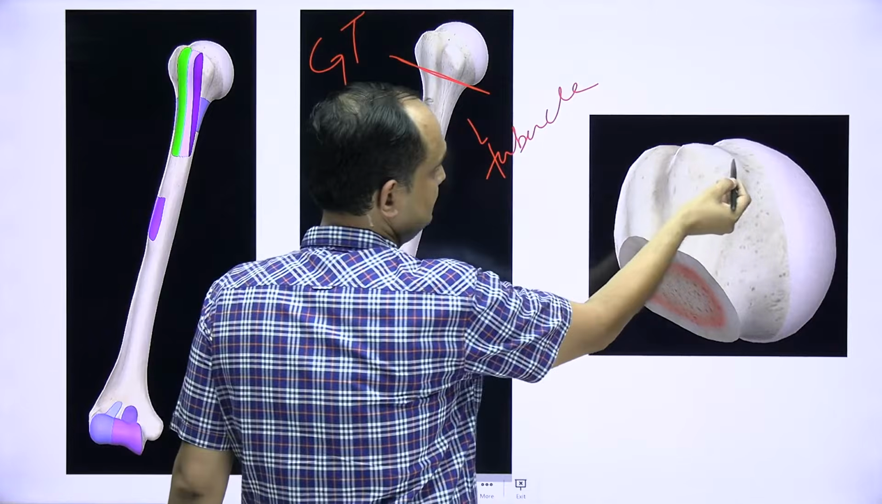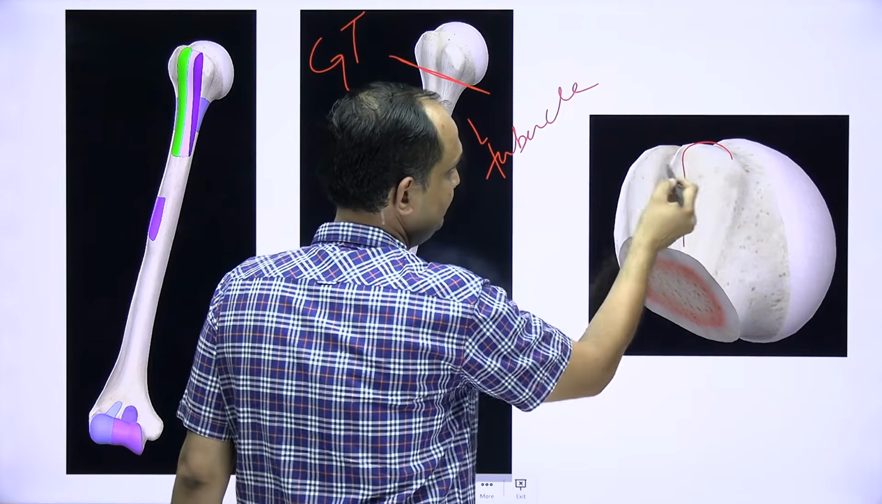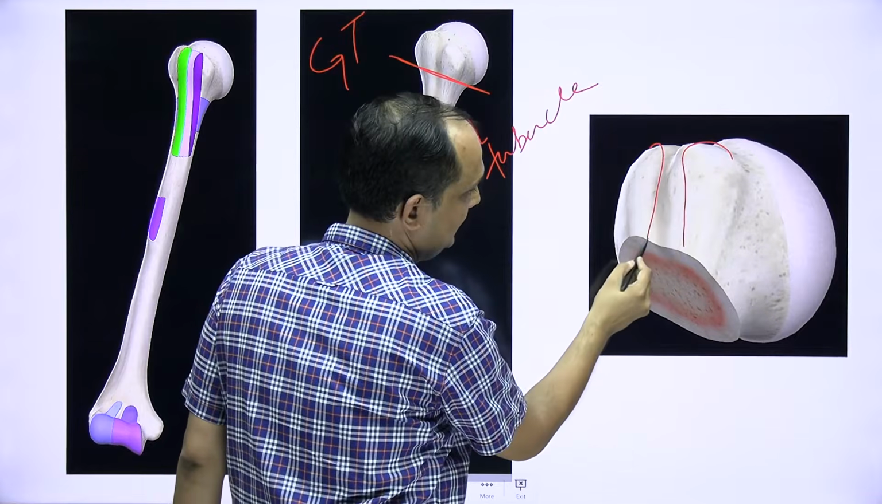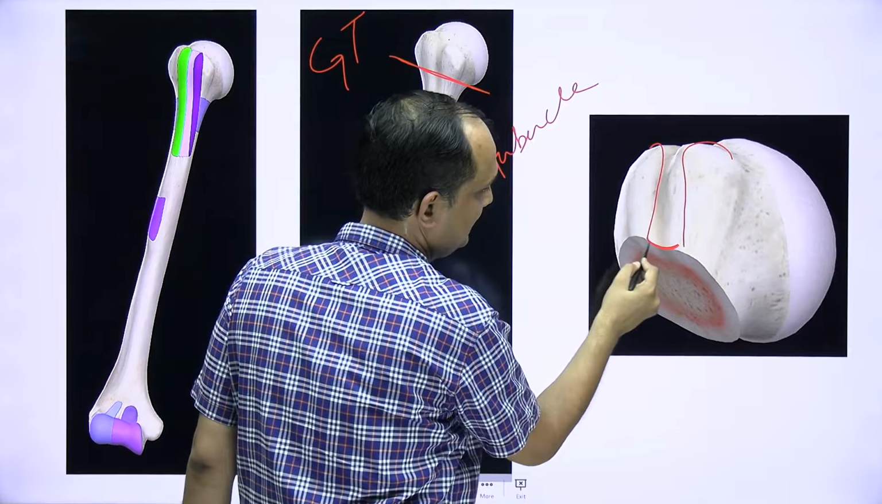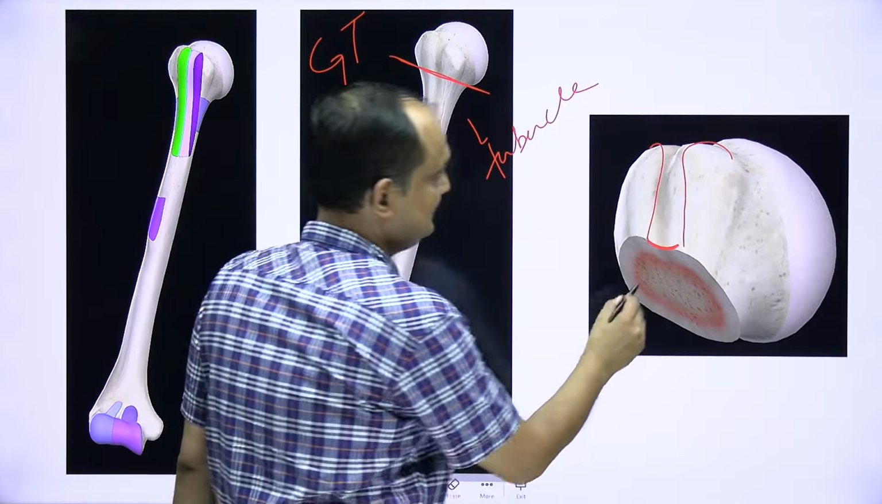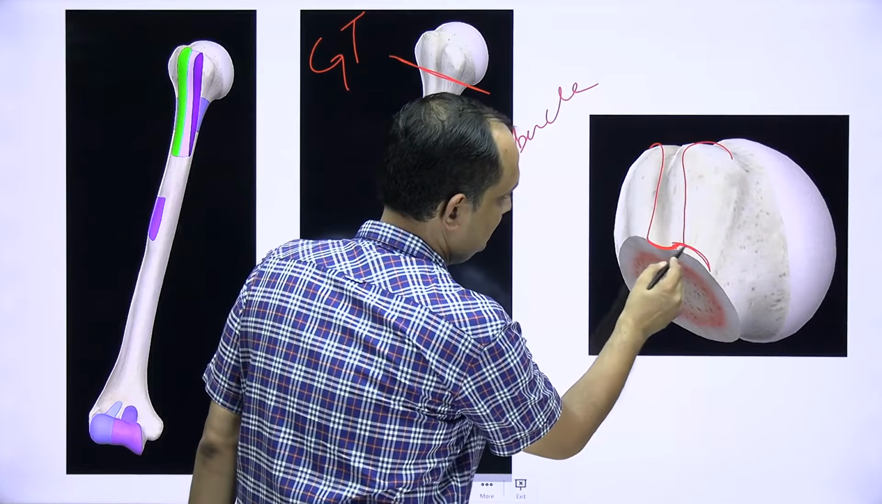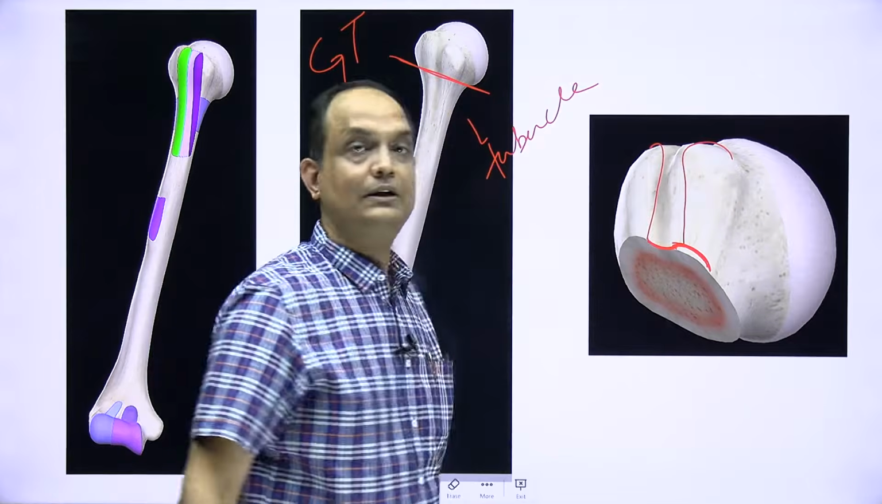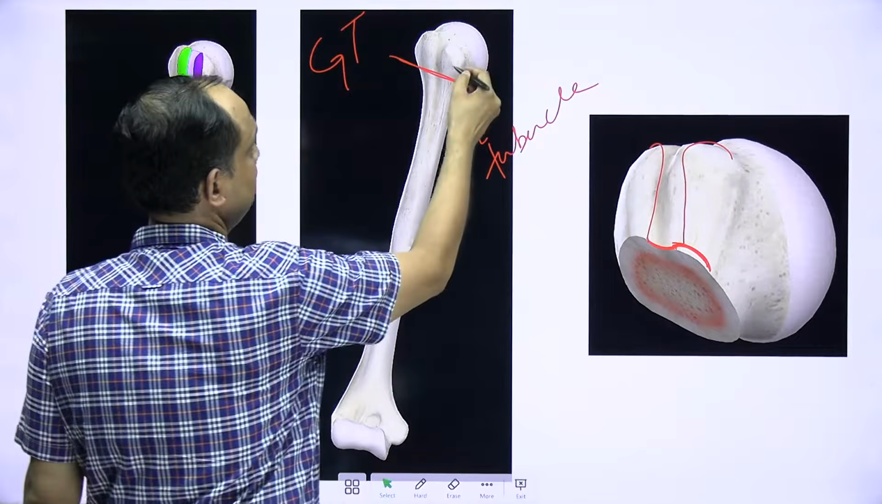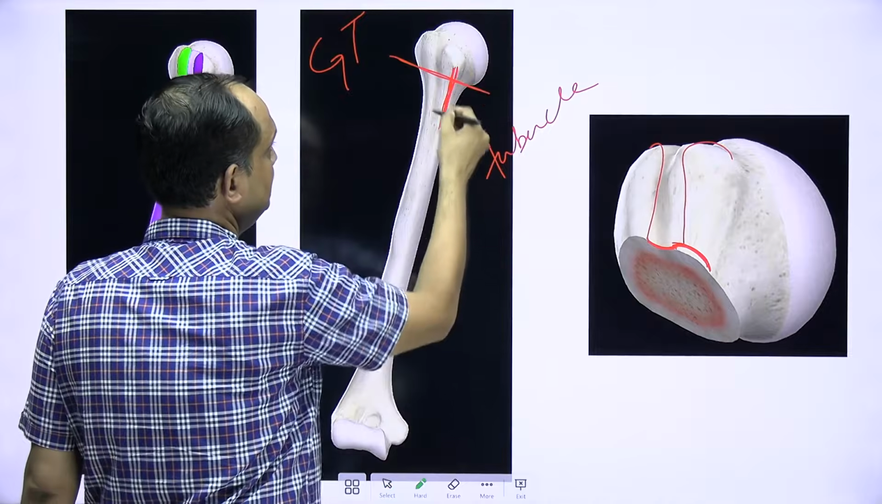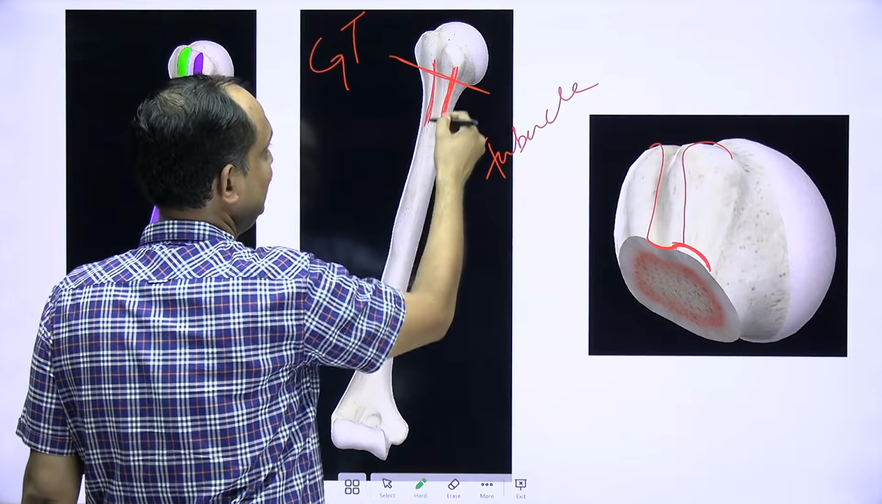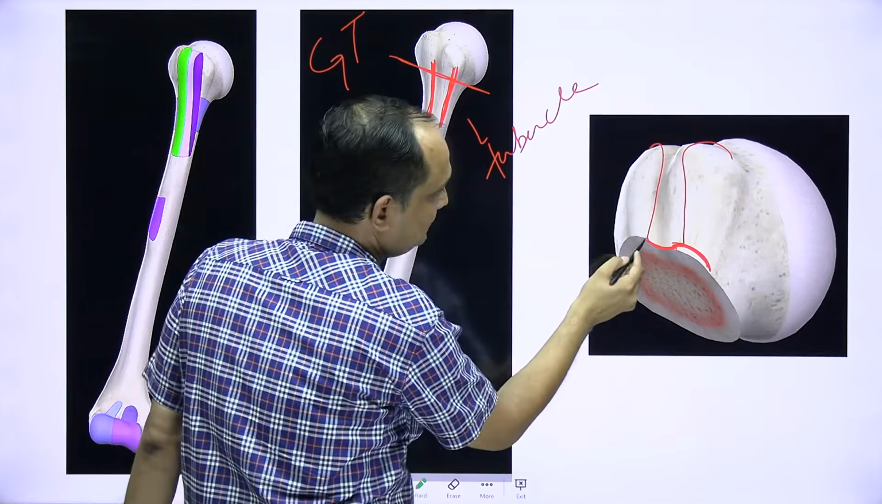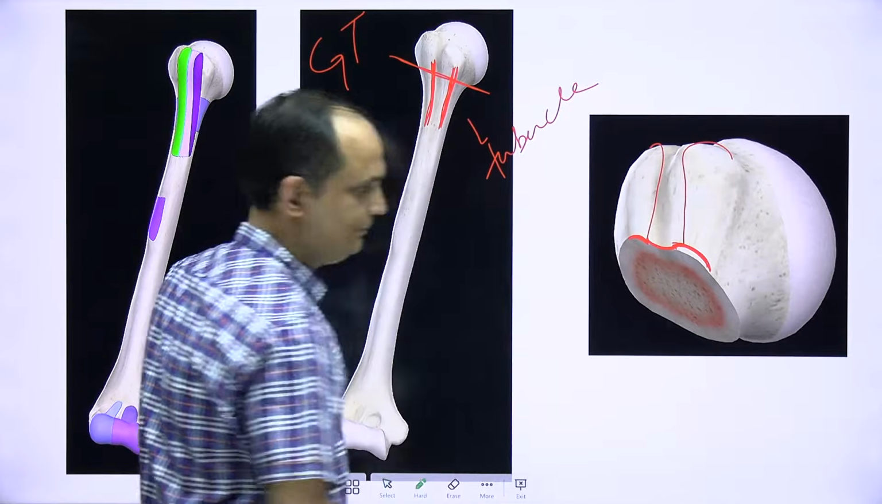Now, here you can see this is your lesser tubercle, this is your greater tubercle, and here you can see this is the floor of the bicipital groove. This is the crest of your lesser tubercle, or you can say this is the medial lip of this bicipital groove. This is known as the lateral lip of the bicipital groove.